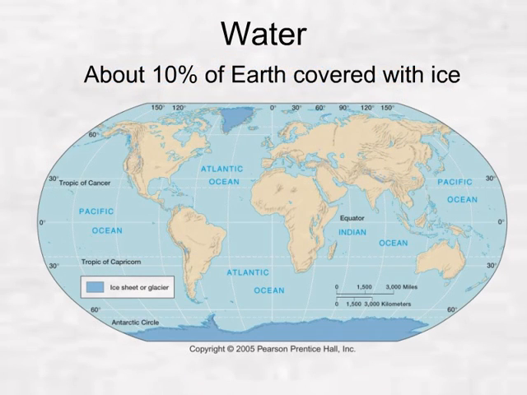Much of the water on Earth is locked up in the various ice caps. About 10% of the land surface of the Earth is covered by ice. Ice can be in the form of an ice cap, that is on land, in Antarctica and Greenland, or it can be ice pack, which is frozen masses of ice on the ocean, like the ice pack over the North Pole.